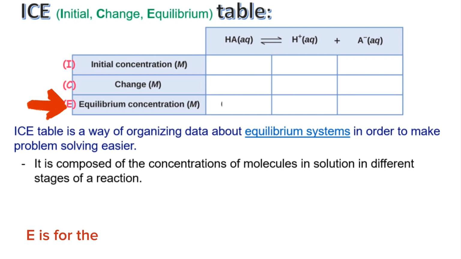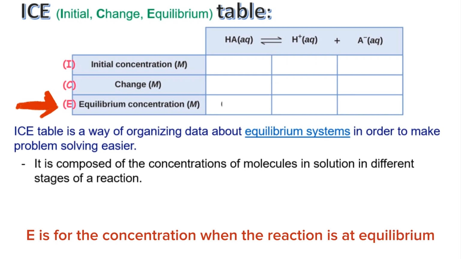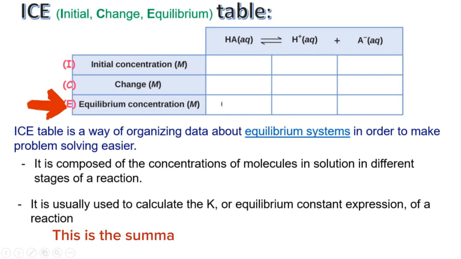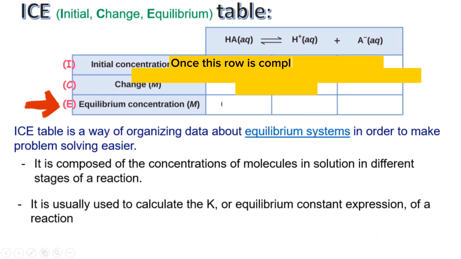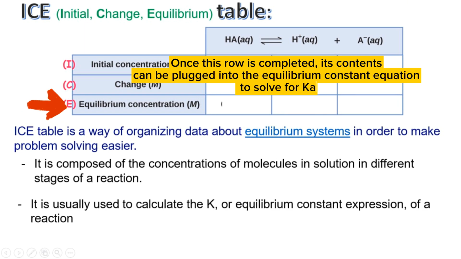E is for the concentrations when the reaction is at equilibrium. This is the summation of the initial and change rows. Once this row is completed, its contents can be plugged into the equilibrium constant equation to solve for Ka.